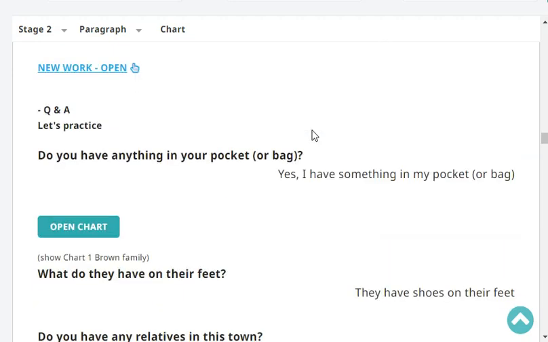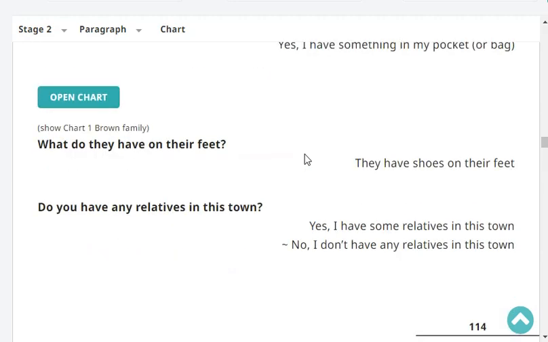Do you have anything in your pocket? Yes or no? No, I haven't got anything in my pocket. Very good. What do they have on their feet? They have shoes on their feet.